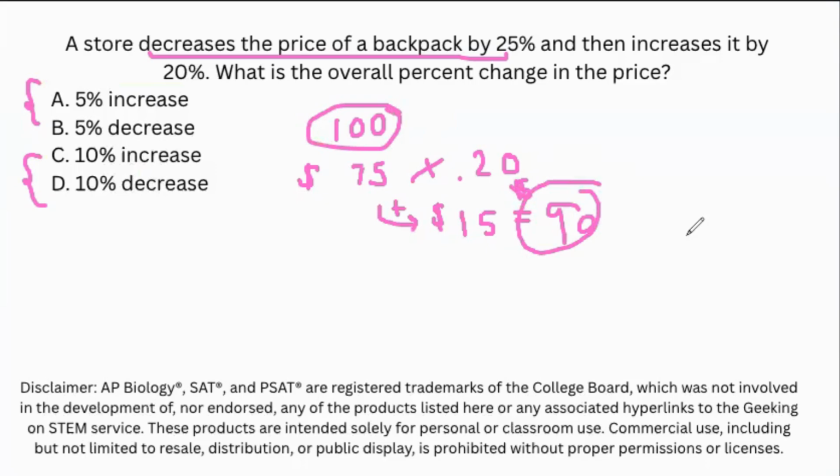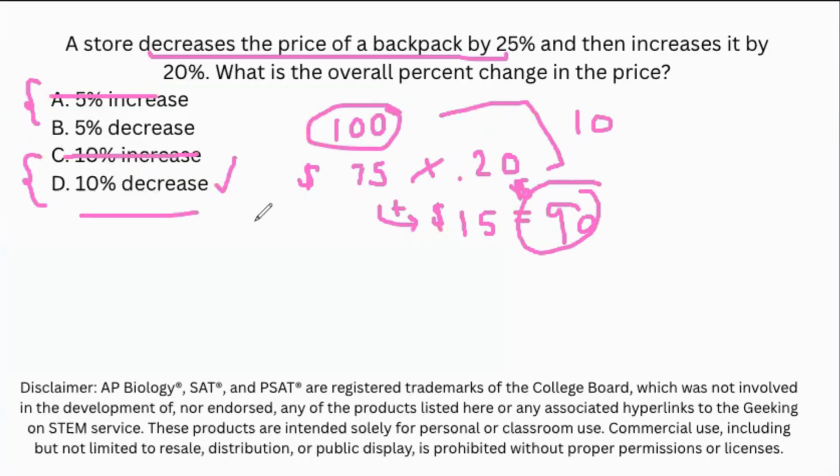So how was this discount? Well, first of all, I know that it's a decrease. So I can immediately eliminate anything that says increase. And I know that it's by 10% because there's 100% total, and I just went ahead and decreased it by $10. So then it's a 10% decrease. So the answer is D.